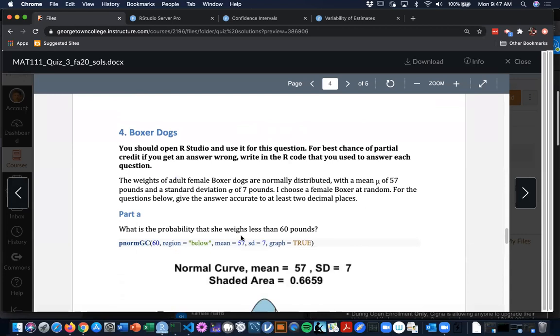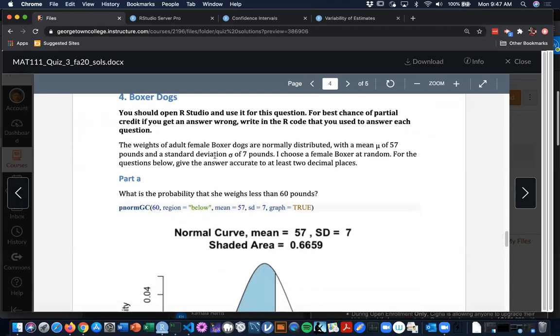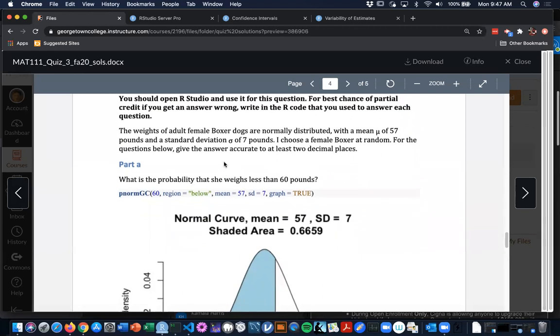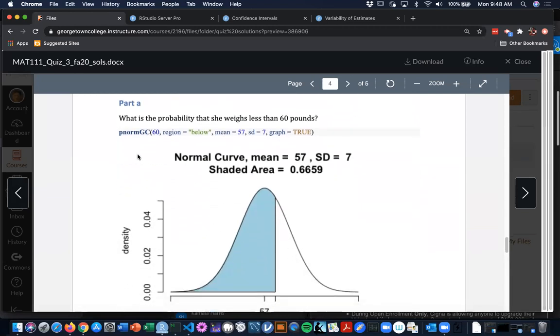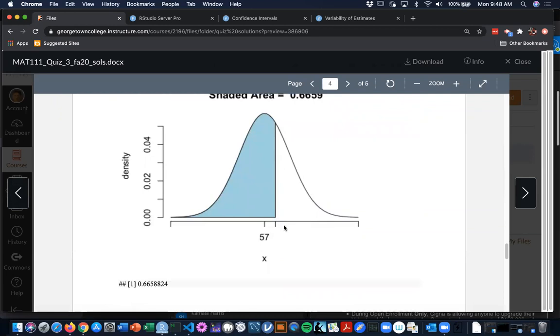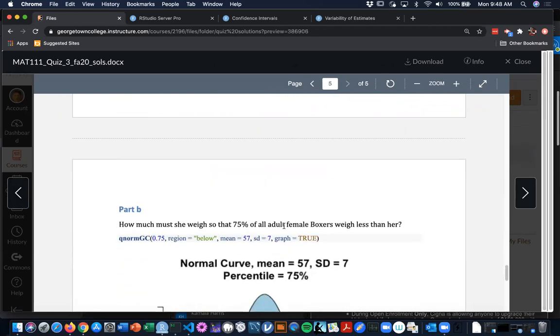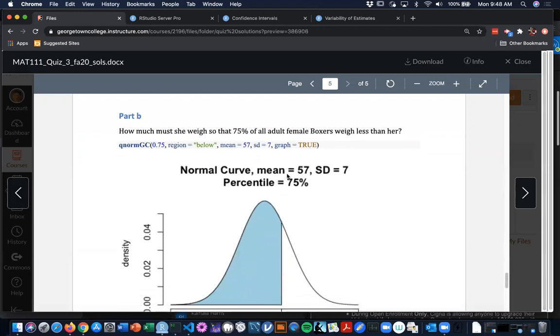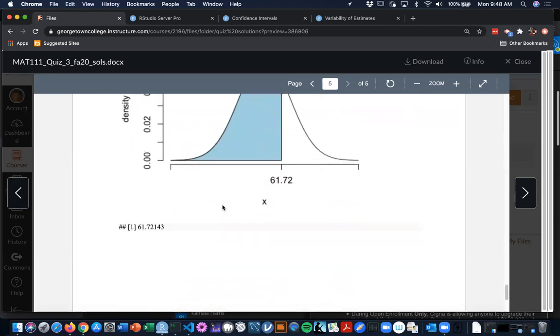People did very well with the boxer dogs. So you've got this normally distributed population of dogs' weights, and what's the chance that a randomly selected boxer weighs less than 60? And so people were using pnormGC just fine. And indeed, the answer is about 0.665. And how much must the boxer weigh so that 75% of them weigh less than her? You're just asking for the 75th percentile. And it turns out that you've got to weigh 61.72 pounds.